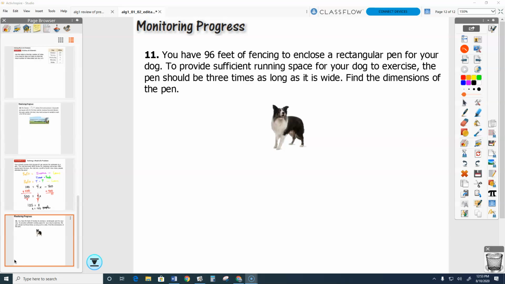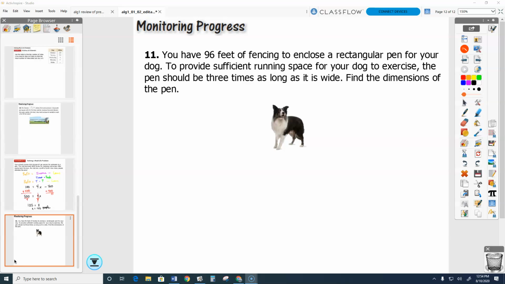I am on page 15 in your book, and we're going to do the monitoring progress problem that is underneath Example 5. So this is monitoring progress number 11. You have 96 feet of fencing to enclose a rectangular pen for your dog to provide sufficient running space for your dog to exercise. The pen should be 3 times as long as it is wide. Find the dimensions of the pen.